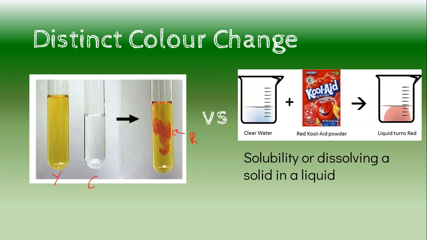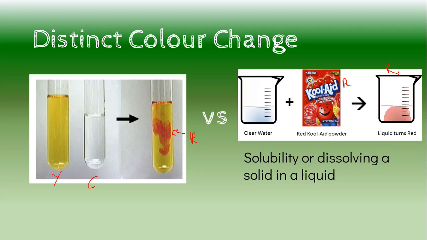Notice I have clear water and red Kool-Aid. I end up with a red liquid. It is not a chemical change because this is red and it ends with red. Even if it's a lighter shade of red or a darker shade of red, it has to be distinct.